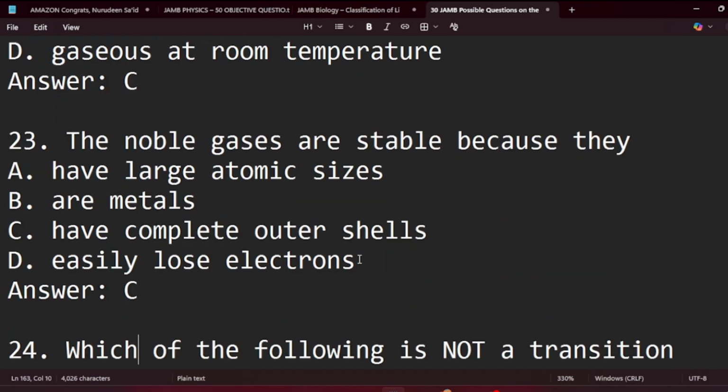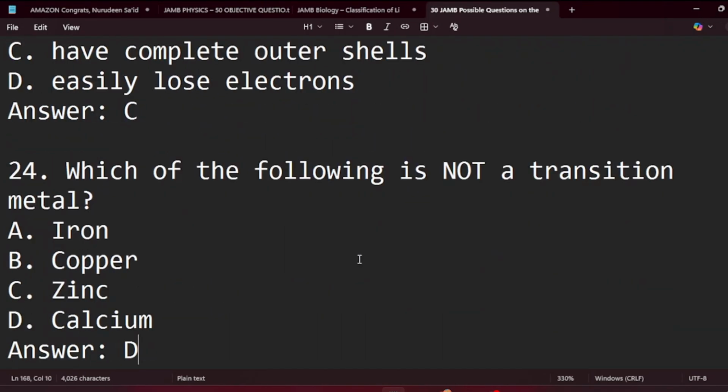Question number 23. The noble gases are stable because they A. Have large atomic sizes, B. Are metals, C. Have complete outer shells, D. Easily lose electrons. The answer is C. Have complete outer shells.